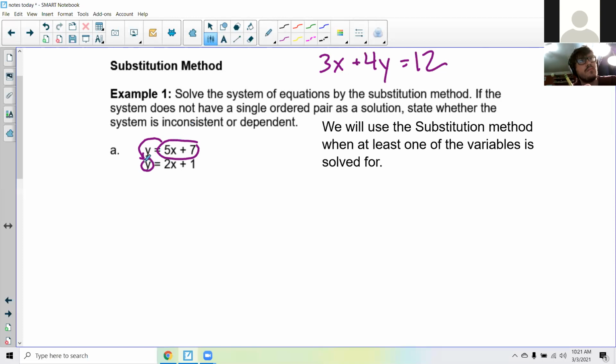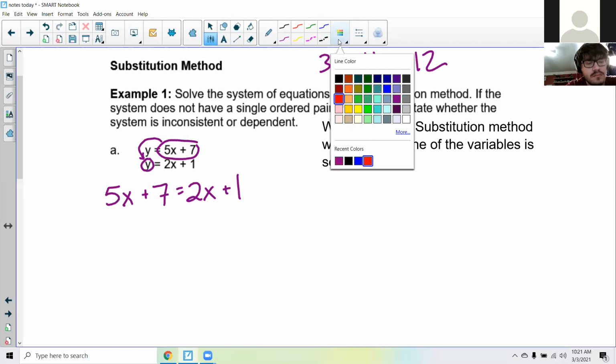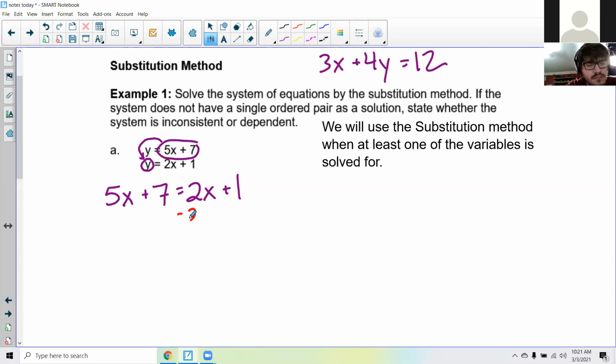So I'm going to rewrite the second equation, y equals 2x plus 1. Instead, I'm going to write 5x plus 7 equals 2x plus 1. This was a y. I just replaced it with what y equals. Now I have an equation that only involves x, so I can solve it. You can really move anything you want. I'm going to subtract 2x, and I get 5x minus 2x is 3x plus 7 equals 1.